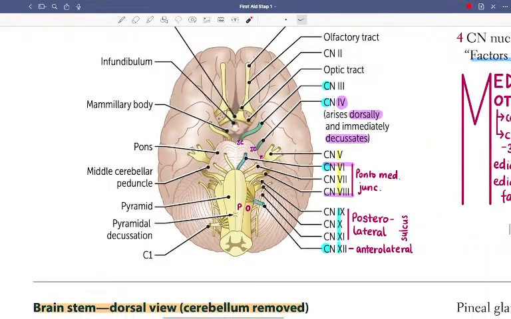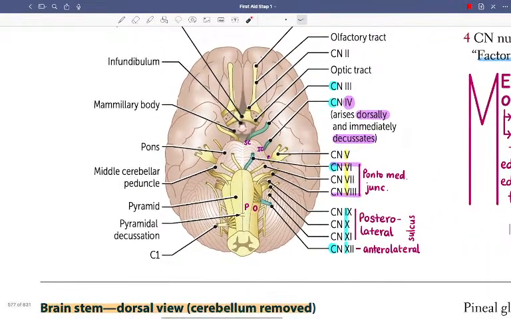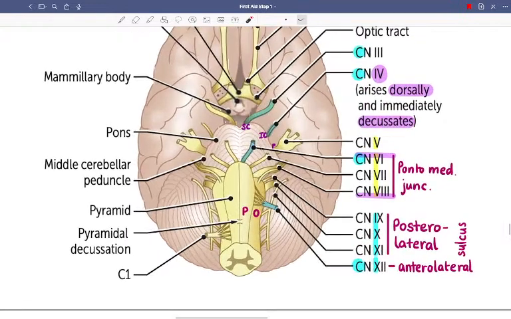All this is done, and medially, so we got a good picture of that. In the middle, when we are here, we start with the sixth nerve.